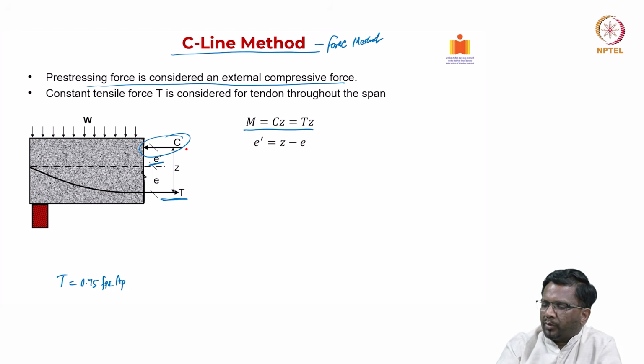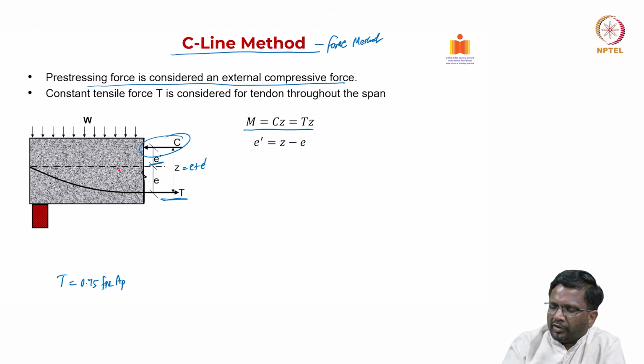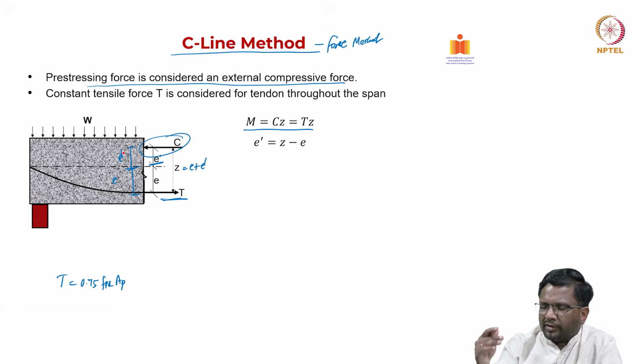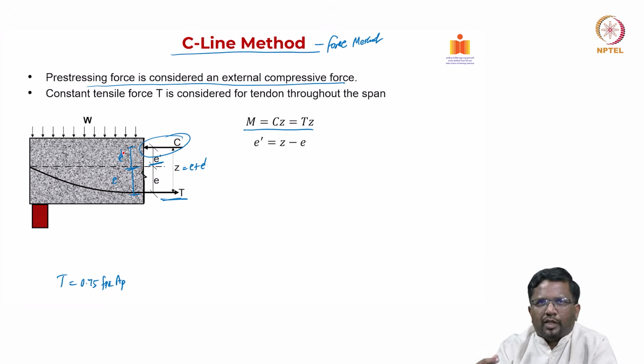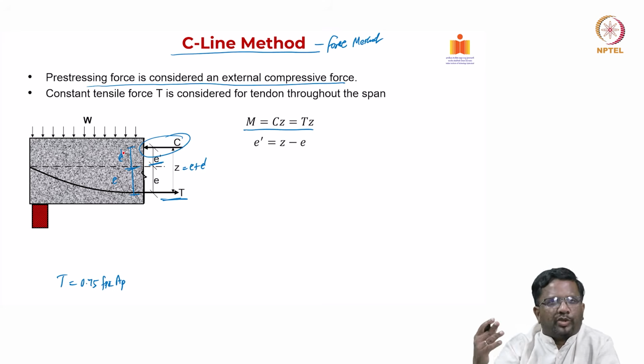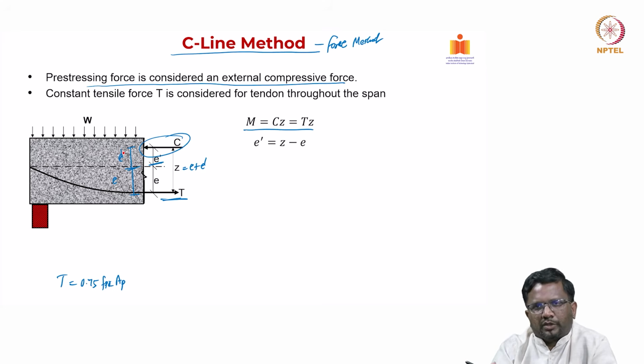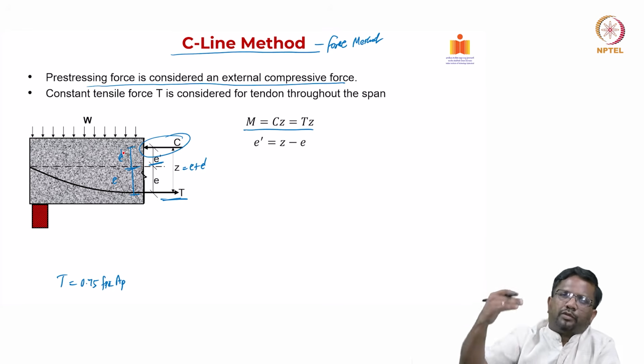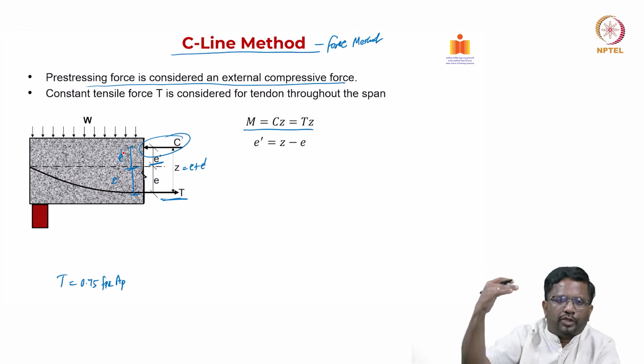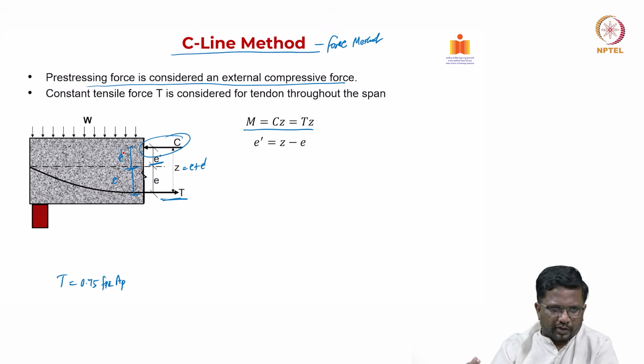You have seen that the total lever arm Z is nothing but E plus E prime. Now what is E? E is the eccentricity of the cable, and E prime is the distance at which the C is acting. Let us say that above the neutral axis it is positive, below the neutral axis it is negative. Typically under service load C will quickly move and it will go above the neutral axis. So, E prime is nothing but Z minus C.